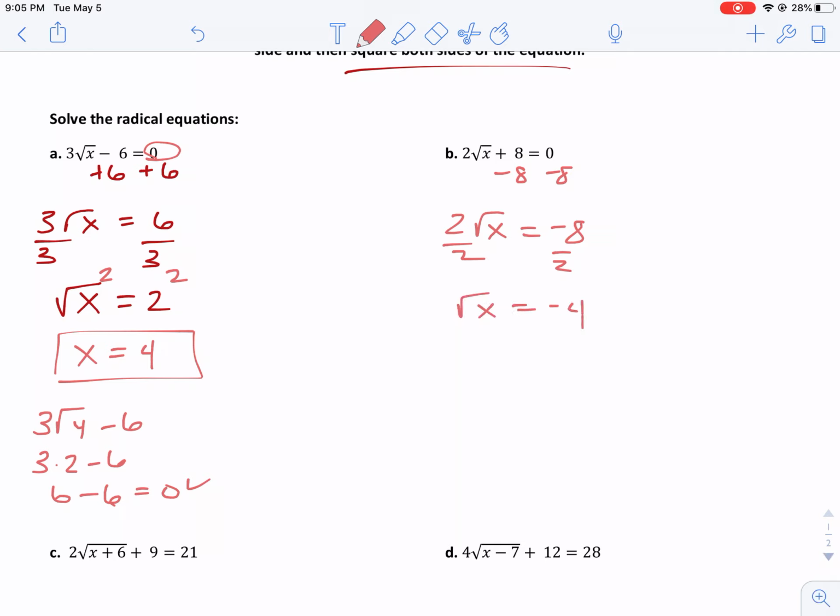Now we need to stop and think. Can we take the square root of a number and end up with a negative value? The answer to that is no. Anytime we take the square root, we end up with a positive value. So this would be no solution.